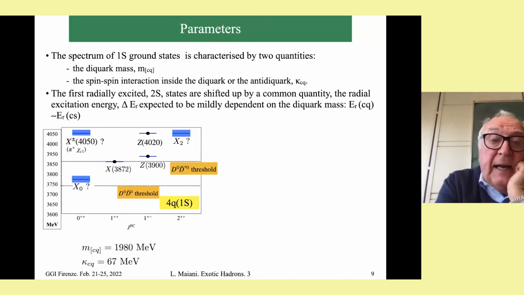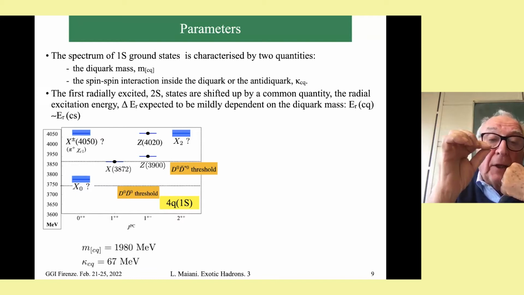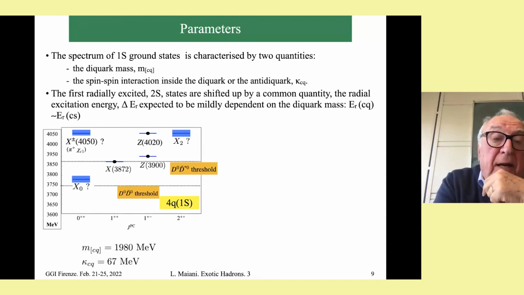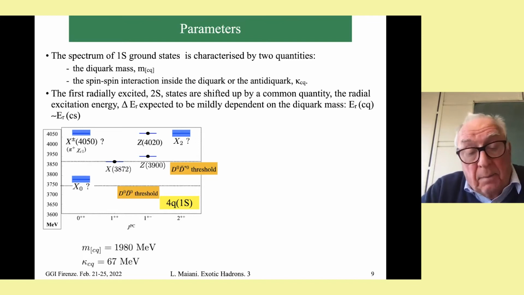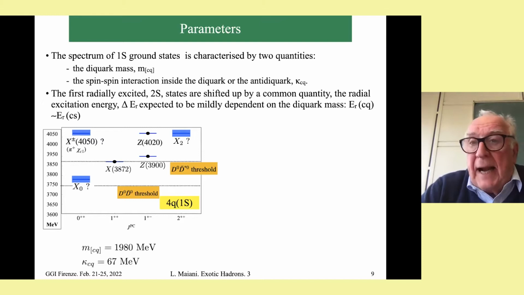The separation between these two is just the effect of the spin-spin interaction between the light quark and charm. And you can fit this difference and this complex by a degenerate mass, which turns out to be about 200 MeV, and a KCQ of the tetraquark, which is about 67 MeV, which is a very large value considering the fact that the charm is a rather heavy particle.